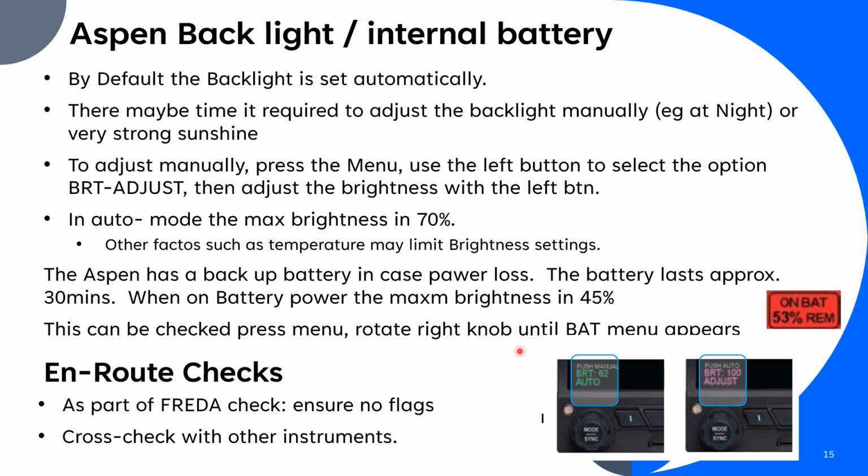In an unusual circumstance with power issues, you can also go in the menu and you can force the Aspen to run off the battery. Not sure if required, but if you had other power issues and you wanted to do that, or maybe save the battery on the plane for other use, it's worth bearing in mind you do have those options. Using the menu button as well, if you rotate the right knob till you find the BAT option, you can check how much battery charge there is remaining. It should be 100% as long as somebody hasn't been using the battery.